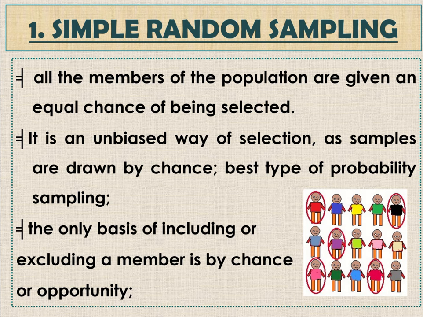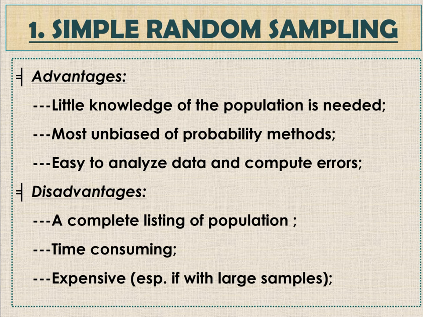So it is an unbiased way of selection as samples are drawn by chance. It is the best type of probability sampling according to our reference. And in here, the only basis of including or excluding a member is by chance or opportunity. Advantages: little knowledge of the population is needed. Most unbiased of probability methods. Kaya siya best type kasi nga unbiased siya of all probability methods or techniques. It is easy to analyze data and to compute errors.